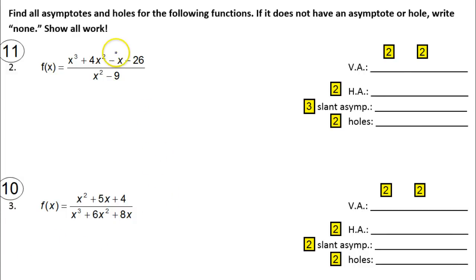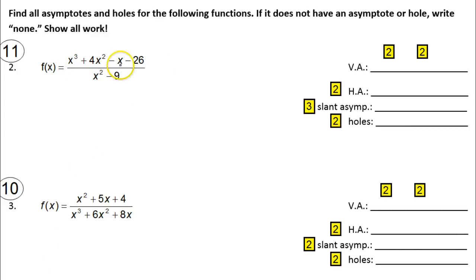In this video, we will analyze these two irrational functions, and we will figure out the vertical and horizontal asymptotes, as well as any slant asymptotes or holes that are present. So, first of all, let's factor everything.